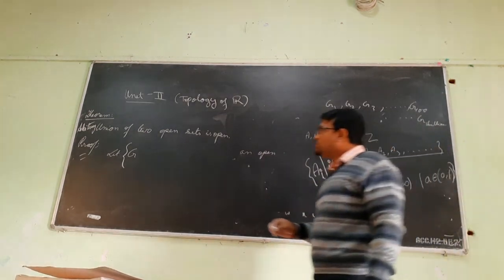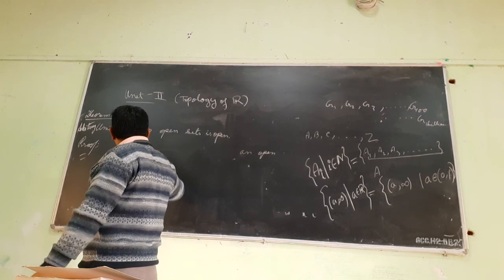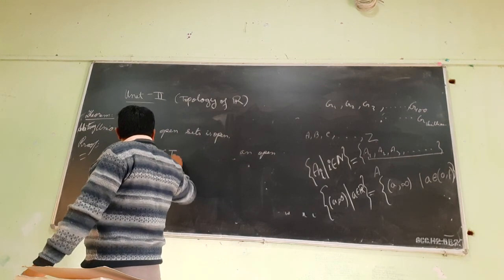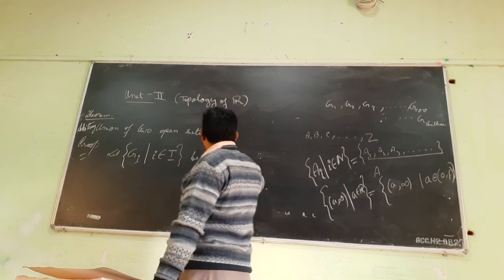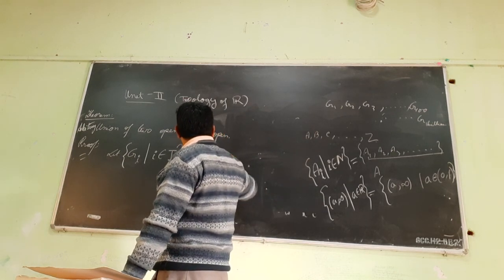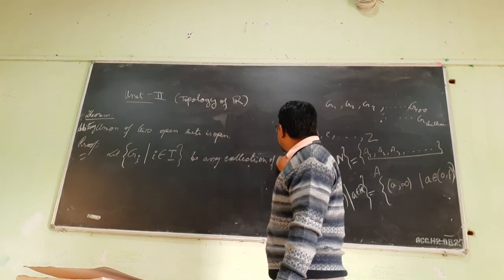So that is why you have to write something like an index. Let Gi, such that i belongs to capital I, be a collection of open sets. Be any collection of open sets.